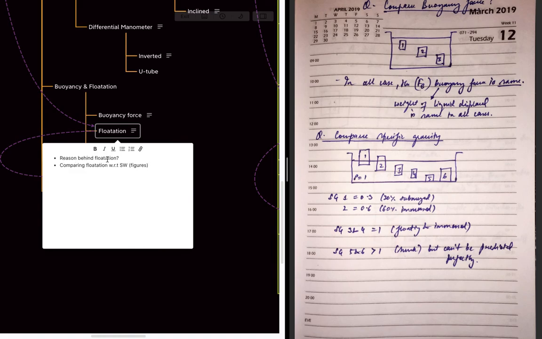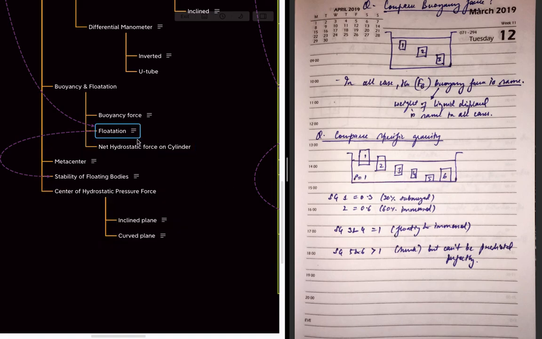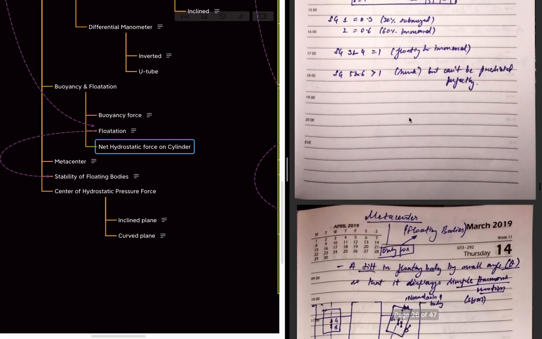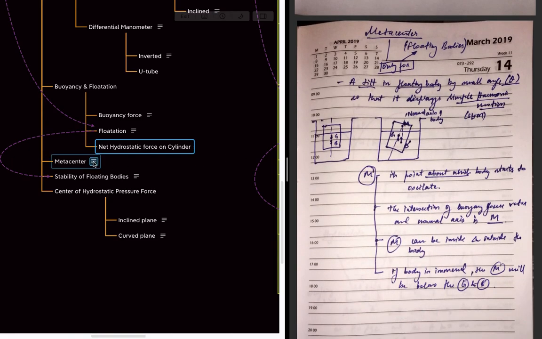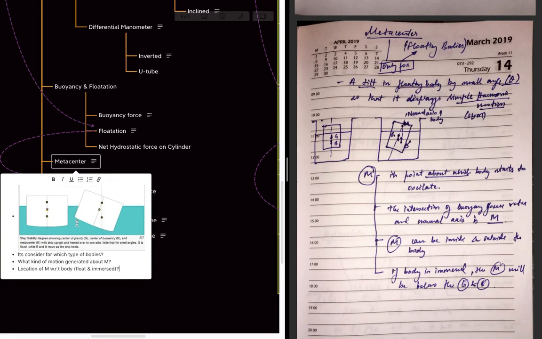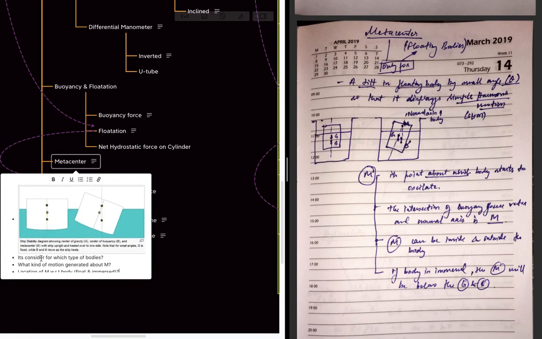So we have discussed the reason behind flotation and the comparison of flotation with respect to specific weight or specific gravity. And as we already discussed, this is the net hydrostatic force on the cylinder. Then we will move on to the metacenter. So what is the metacenter? As you can see from this picture, the metacenter concept is only considered for floating bodies.